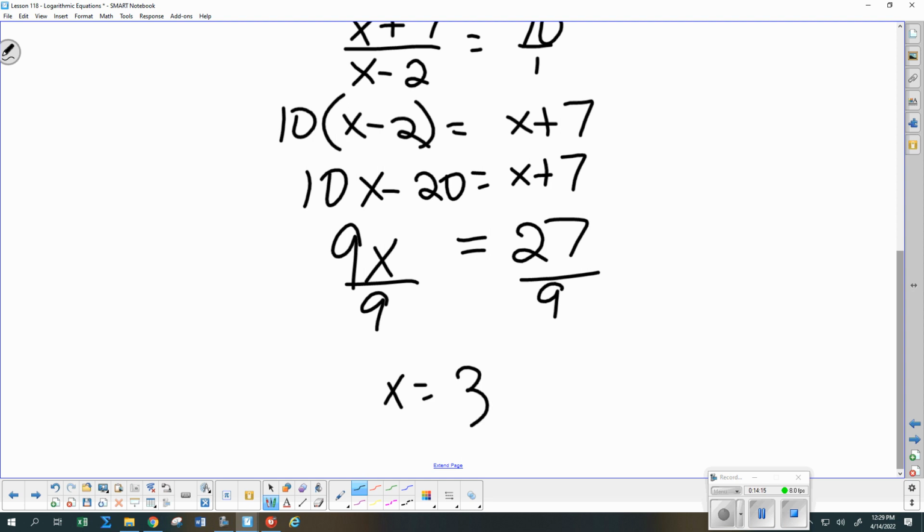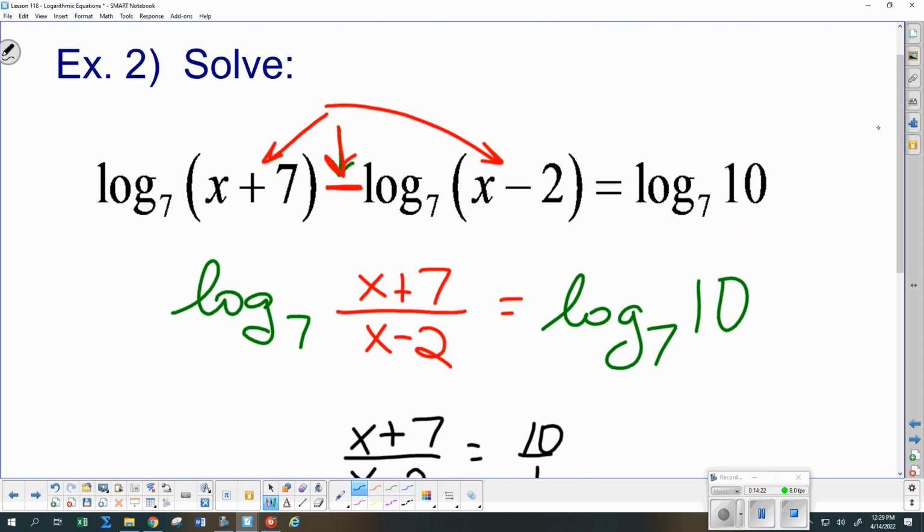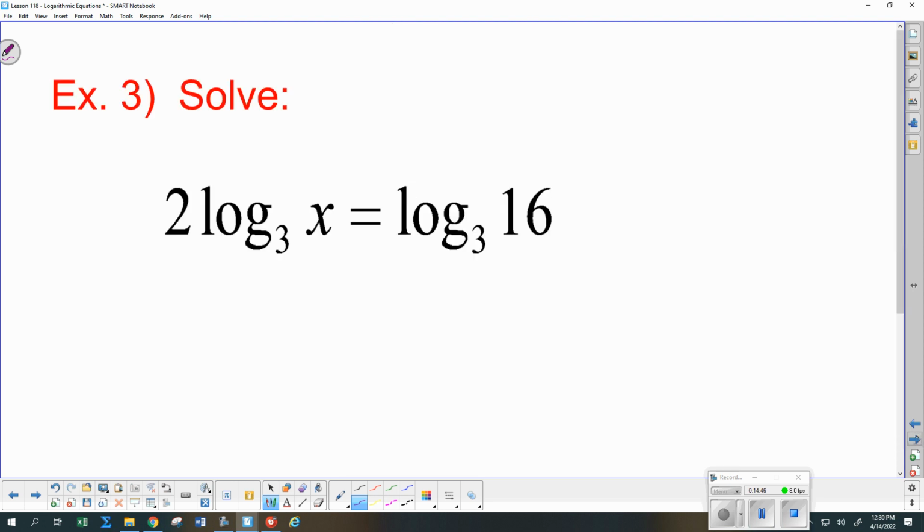Once again, we want to get in the habit of going back to the very original printed equation and make sure that that will work. If I put a 3 in for every x I see, will 3 plus 7 be positive? Will 3 minus 2 be positive? So that means I can keep x equals 3 as my answer. Okay, we used 2 of those 3 log properties that you wrote down on your formula list. So we need one more example so we can have an illustration of that last one.